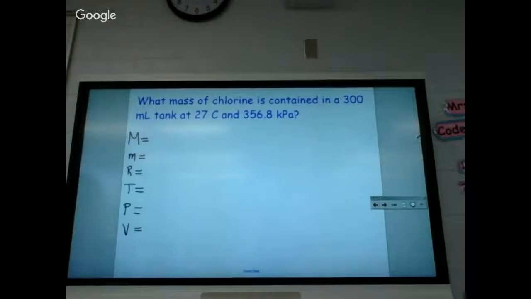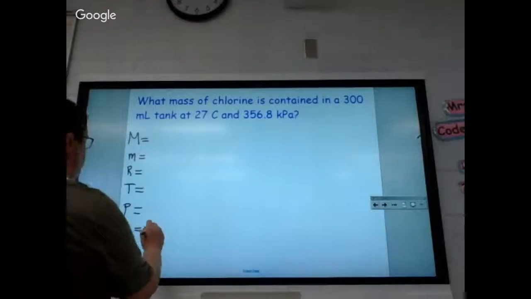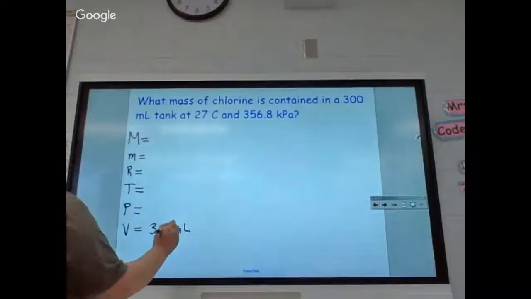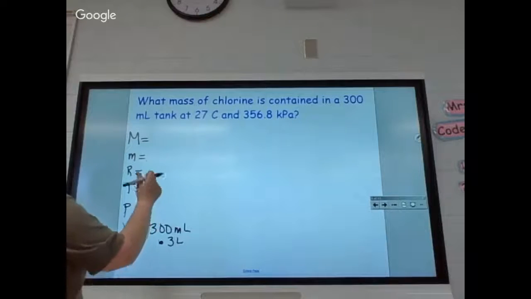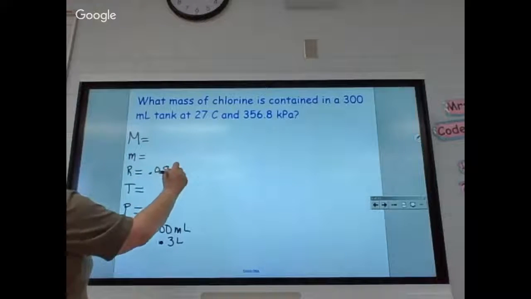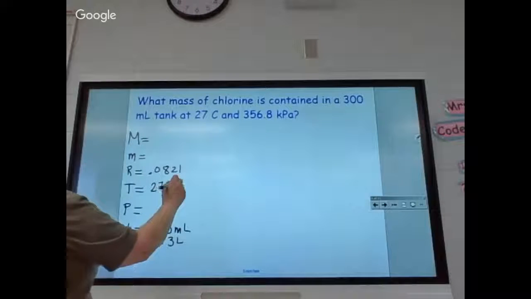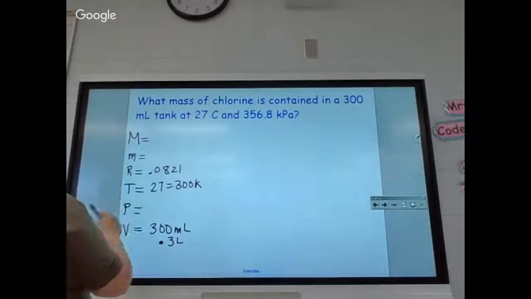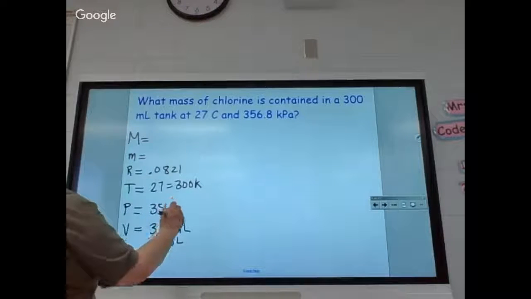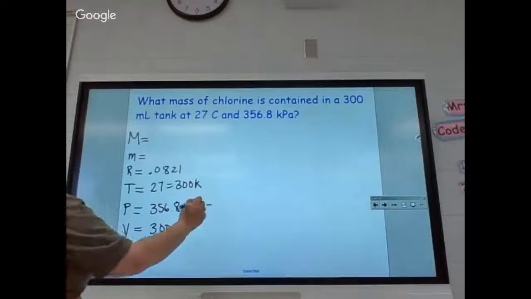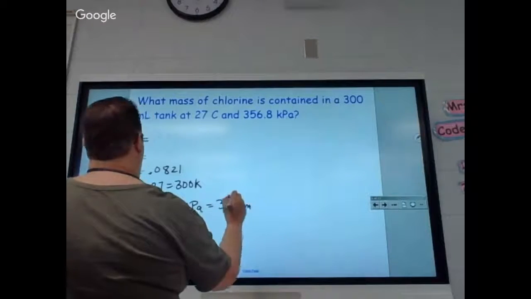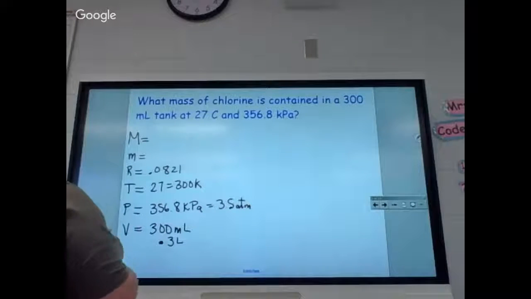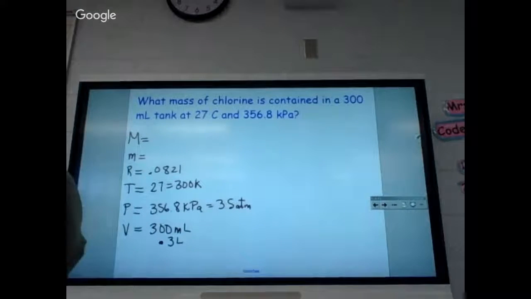Temperature always in Kelvin. Okay, so 300 milliliters becomes 0.3 liters. R is 0.0821. 27 becomes 300 K. 356.8 kPa becomes 3.5 ATM. And which one am I solving for? Big M or little m? Little m.